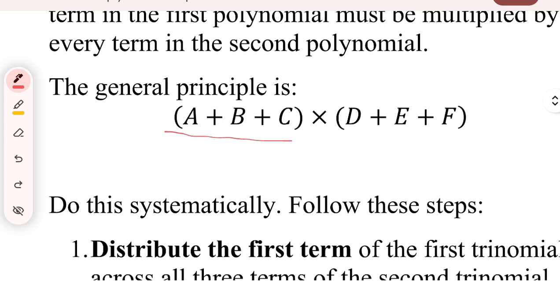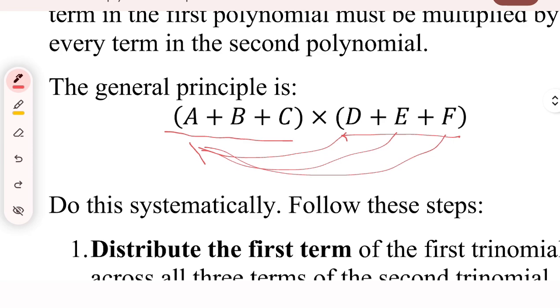Here is one trinomial multiplied by another trinomial. As I just mentioned, every term of the first trinomial must be multiplied by every term of the second trinomial. What does it mean? It means the term a of the first trinomial must be multiplied by every term of the second trinomial. That means a times d plus a times e plus a times f. And that is for the first term.